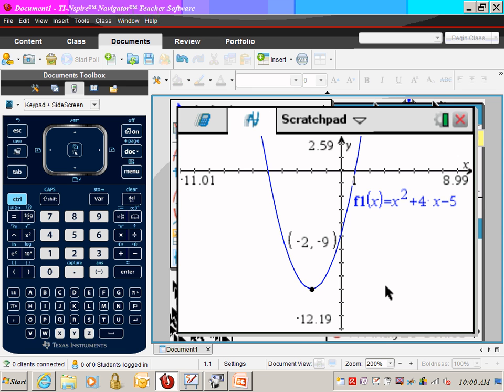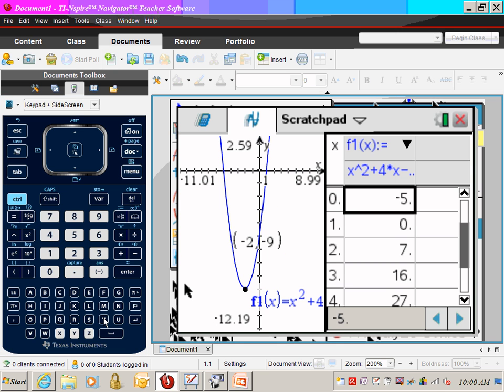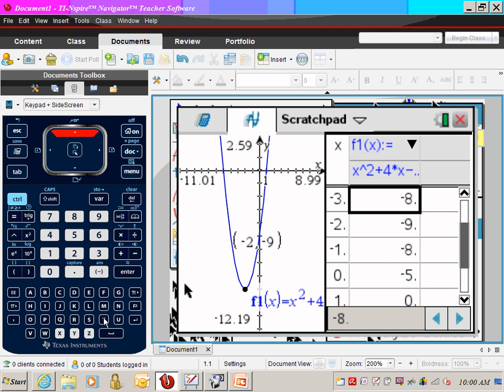Did we all get the vertex, -2, -9? Good. So hit Control T, put that -2, -9 in the middle, and there's our little sandwich right there. You see it? Plot these points. Make sure you're drawing your arrows at the end.